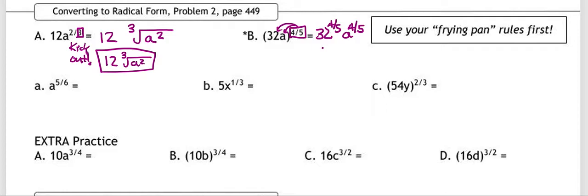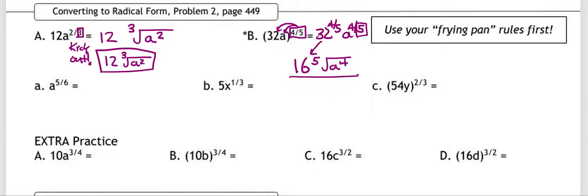Now, 32 to the 4/5 actually turns into a number. If you were to evaluate it, 32 breaks down into 2 five times, and if you pick 4 of them, it turns into 16. So 32 turns into a regular number. Most of the time it does, sometimes it doesn't. So 32 to the 4/5 turns into a regular 16. Now a, since you're just a variable, some of you is going to stay inside the radical sign, and some of you is going to get kicked out. Again, the 5, divide by 5, kick it out, a to the 4, leave it in there.